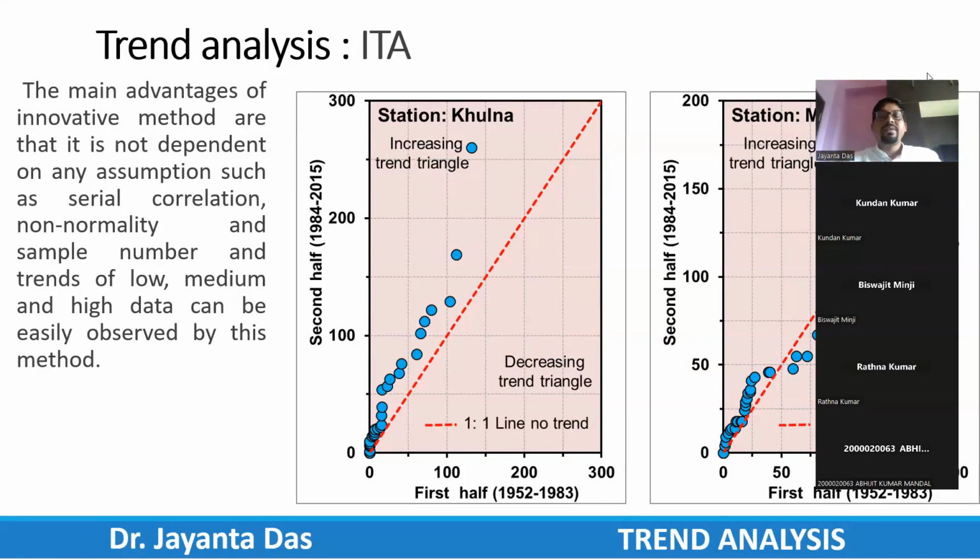Zekai Sen proposed this method in 2012, and now it is a very popular method for detecting trends in any time series data.